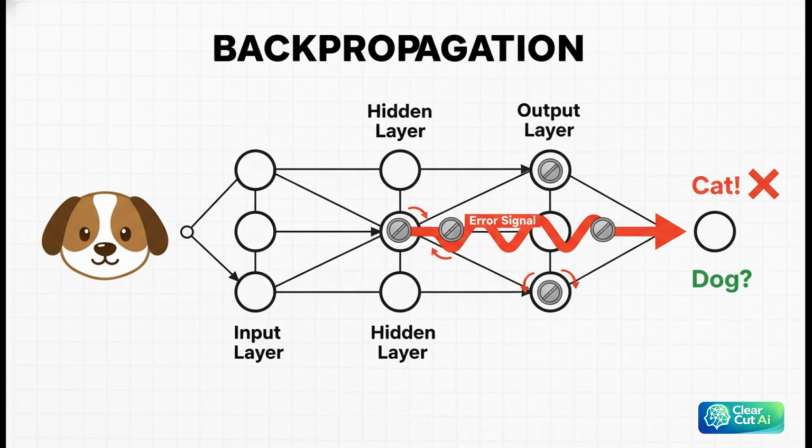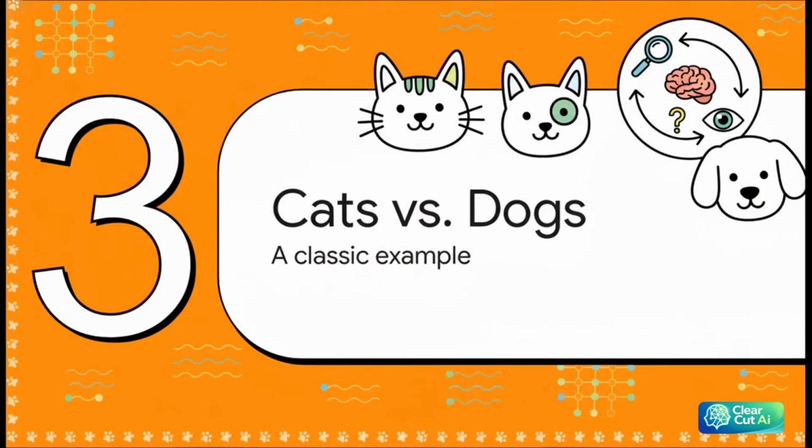This whole feedback mechanism, where the error gets sent backward through the network to update everything, has a technical name: backpropagation. It's the fundamental algorithm that lets the network learn from experience, slowly refining its guesses until they become incredibly accurate. This all sounds great in theory, but does it actually work?